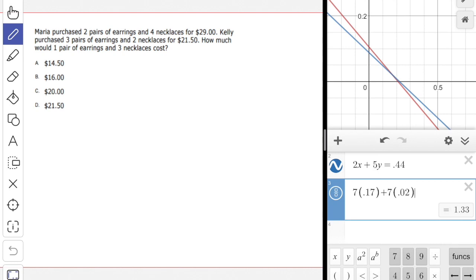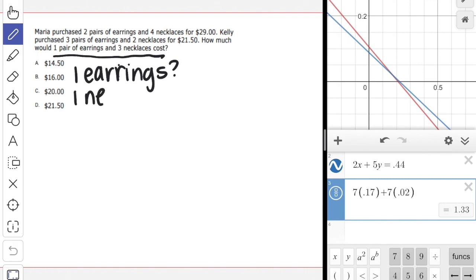All right, and for this one, I have Maria purchased 2 pairs of earrings and 4 necklaces for $29. And then Kelly purchased 3 pairs of earrings and 2 necklaces for $21.50. How much would 1 pair of earrings and 3 necklaces cost? So again, this is a similar situation. We need to figure out how much 1 pair of earrings is going to cost, and how much 1 necklace is going to cost. And then once we can find out how much 1 of each is going to cost, then we can figure out the total of it together.